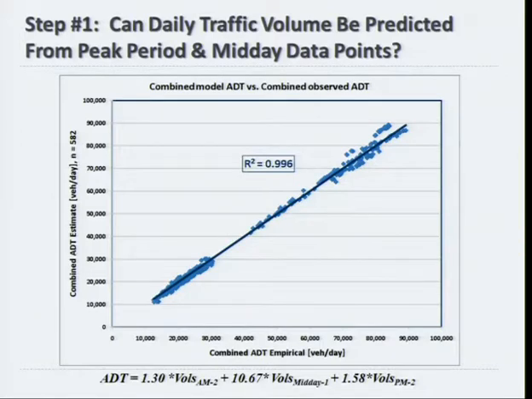So what arterials were you analyzing? So where did you get the data for the arterials? He's asking where we got the data for the arterials.